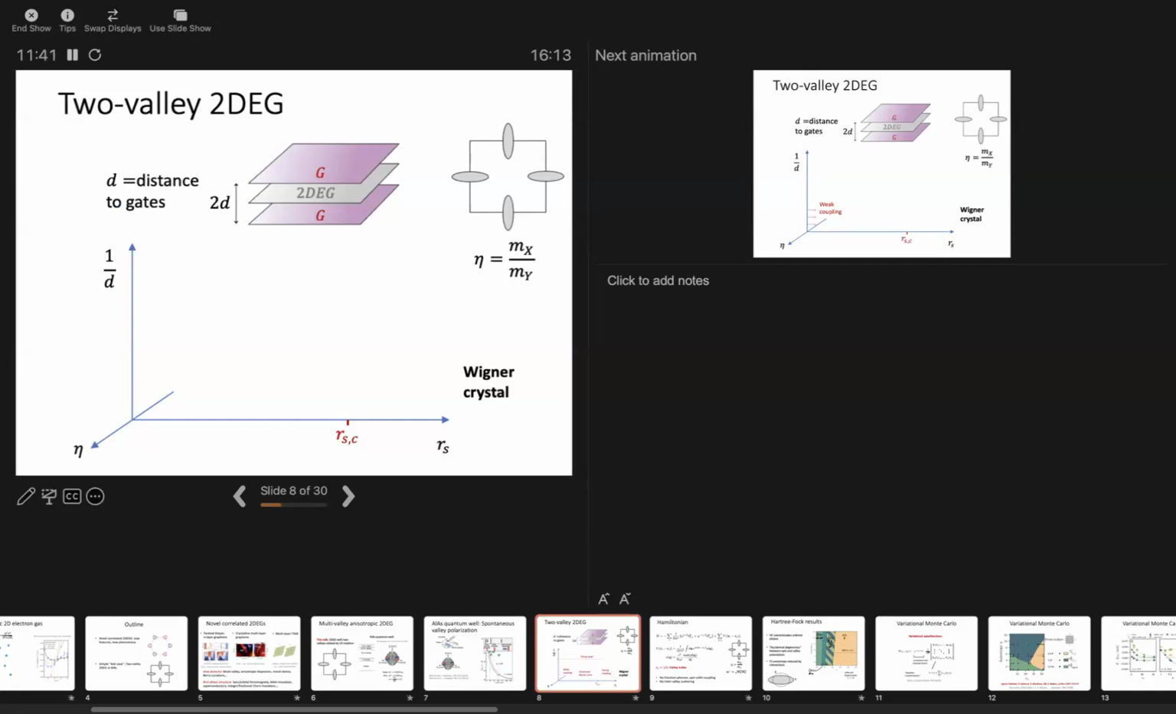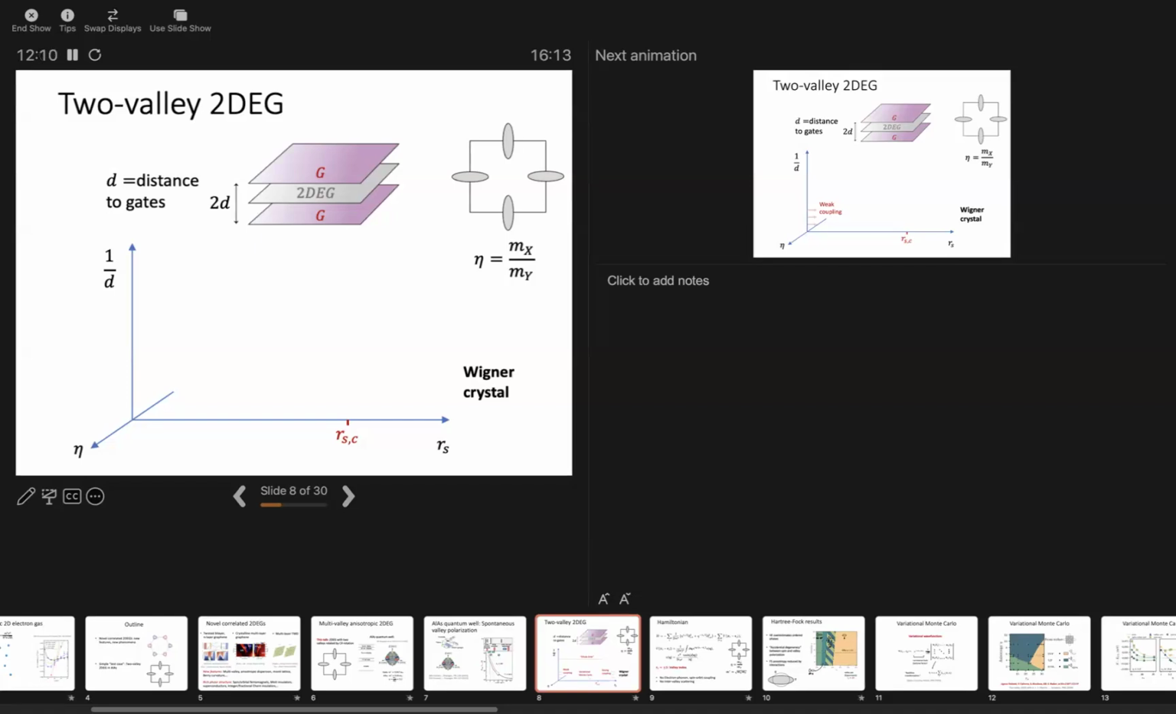So in this parameter d, which is the distance to the gate, here I'm plotting 1 over d. We're somewhere down here, so the distance to the gate is very large. The interactions are long range, but it would be useful to ask what would happen if the gates were closer and closer, and the interaction more and more screened. In the other extreme limit, the interaction is really point-like. So now what can we do?